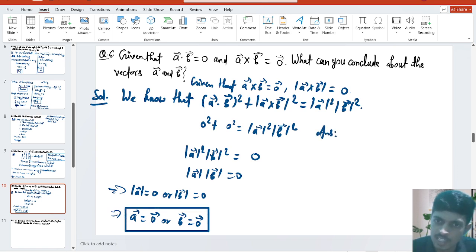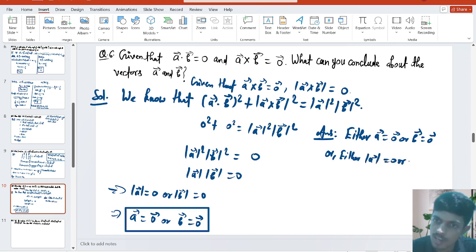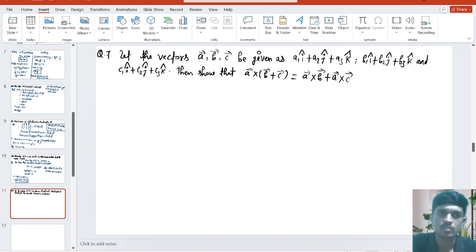So the answer is written here: either vector A is 0 vector or vector B is 0 vector, or either modulus of vector A is 0 or modulus of vector B is 0. We write as both. So let's come to the next question.